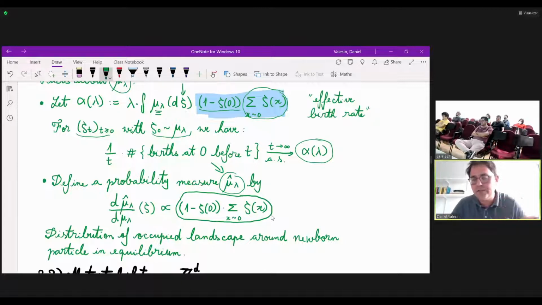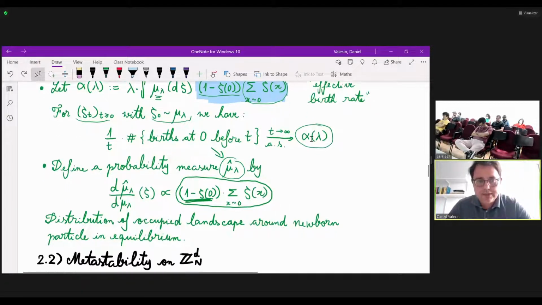So this mu hat, what it's doing is a sort of biasing of mu lambda, so that it looks like what you see around the newborn particle. So you will notice that here I'm insisting that I have 1 minus zeta of 0. So that means that the origin is empty. So when I say the landscape around the newborn particle, I'm not including the particle itself. I'm excluding the particle. I'm looking at what it sees around it, but not counting itself.